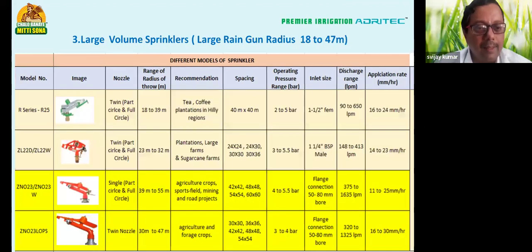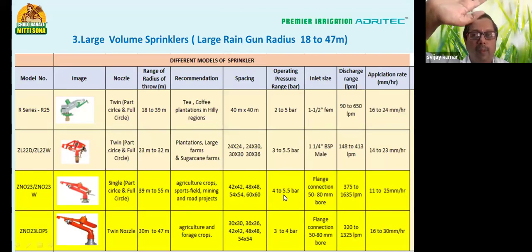Coming to the third category, that is the large volume sprinkler. Large volume sprinklers are really the big rain guns, which will have a radius right from 18 meters to 47 meters. So these are really huge sprinklers, and they require a high pressure, anywhere around 4 to 5 bar of pressure. As you can see, for example, if I take ZNO 23, it is around 4 to 5 bar. That is 4 kg to 5 kg per square centimeter, and it will cover a very large area.